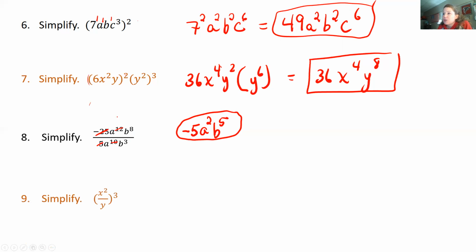All right, here we're going to distribute that 3 to everything inside the parentheses. So we get x to the 6th over y to the 3rd. And that's it. All right, I think I have to erase my board here.